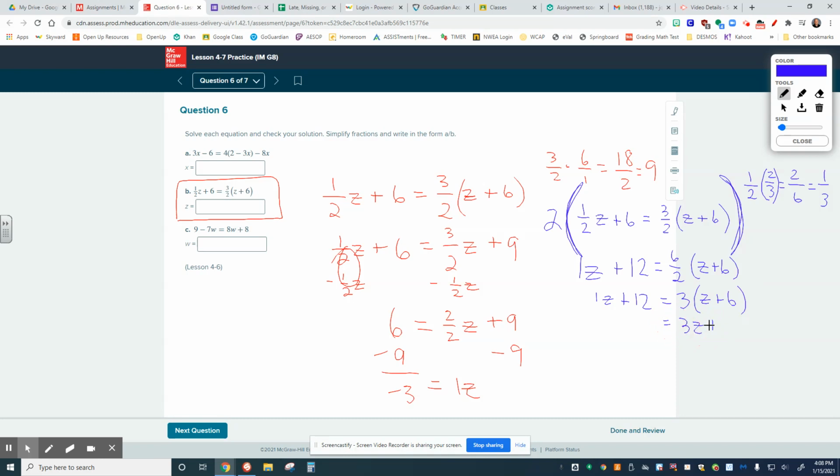3z plus 18, 12, z over here. I'm going to subtract z from here, subtract z from here, giving me 12 is equal to 2z plus 18, subtract the 18, subtract the 18, get negative 6 is equal to 2z. And I hope you can see now that when I divide by 2, z is still equal to negative 3.